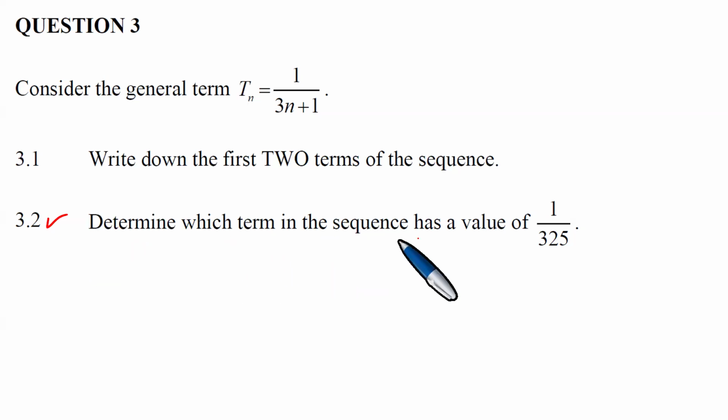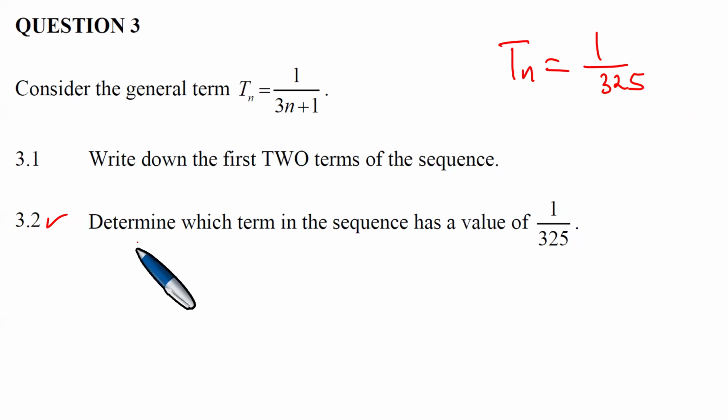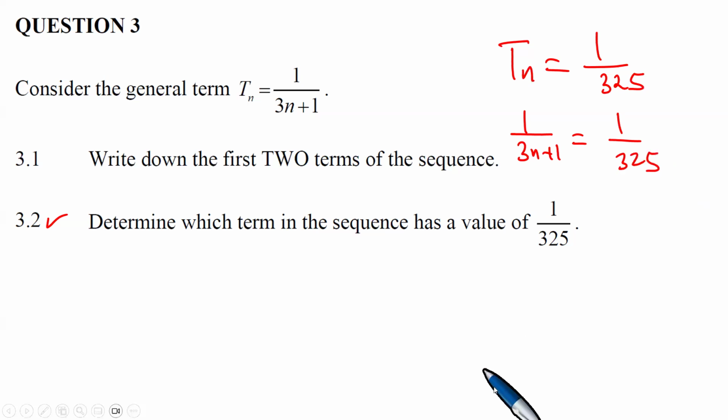Determine which term in the sequence has the value of 1 over 325. So there is a term Tn that has the value 1 over 325. Tn here is equal to 1 over 3n plus 1, which is 1 over 325 like this. Then we need to solve for n.